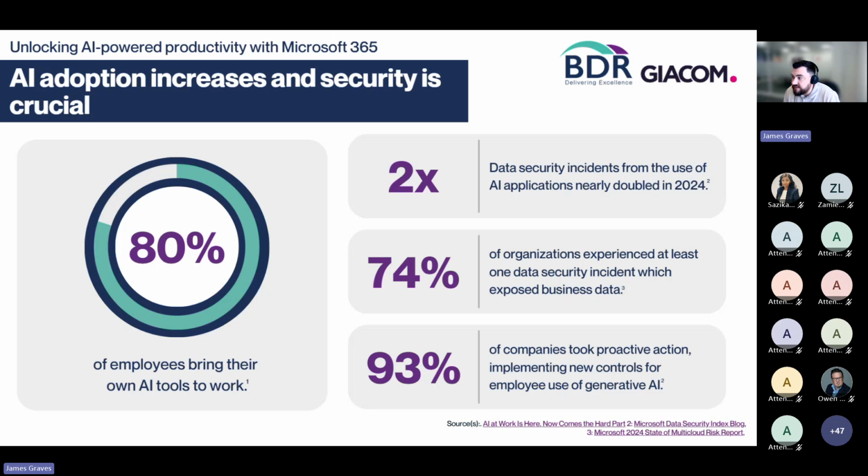74% of organizations experienced at least one data security incident, which exposed business data. Now that 74% number comes from both a cybersecurity perspective, but also from the use of AI as well. So again, organizations are on the rise in terms of the number of them having these data security incidents and this exposed business data being out there in the public domain. 93% of companies took proactive action, implementing new controls for employees' use of generative AI. So this is where we are now starting to see organizations pursue almost like mandatory policies and documentation, etc., around the use of AI.